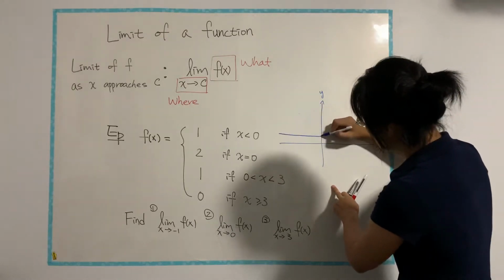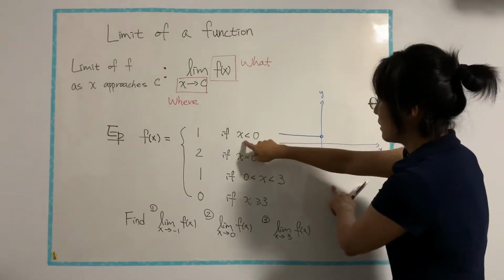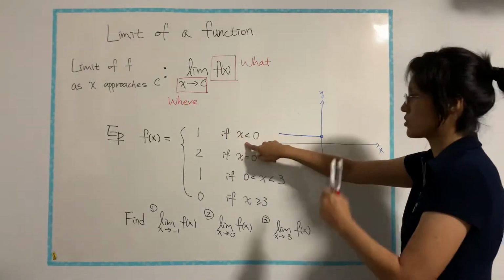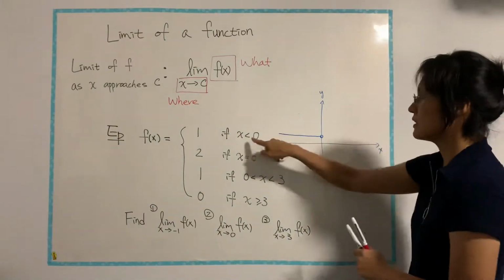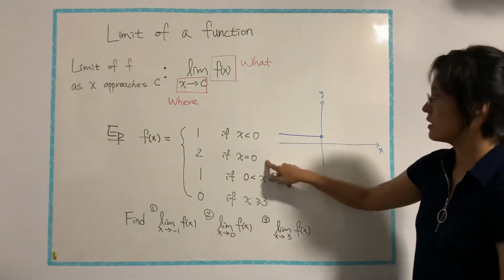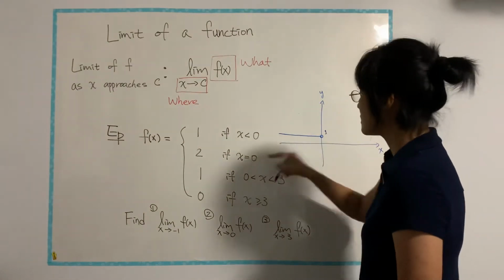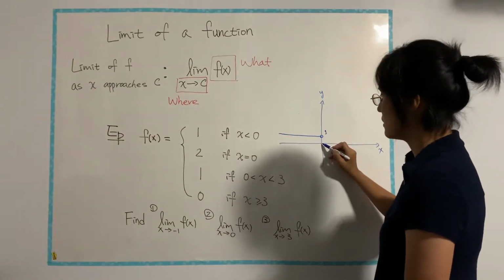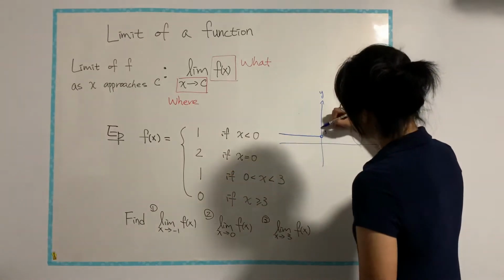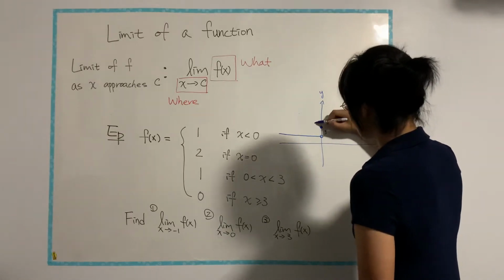I want to give a big empty circle here because this line only talks about the situation where x is negative, less than 0. When x is equal to 0, it is something else. I have to read the second line. The second line tells me that when x equals 0, so when x is right here, the output value is 2, so let's go 1 unit up to the big fat dot here, so that's 2.